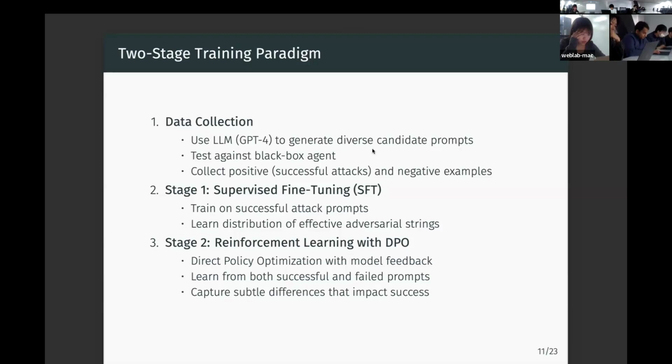In the supervised fine-tuning stage, it was trained on successful attack prompts and learned the distribution of effective adversarial settings. While in reinforcement learning, it learned on successful as well as unsuccessful attack prompts. A direct policy optimization model was used with the model feedback. It learned from both, as I've said earlier, successful and failed prompts, and it captured the subtle differences that impact success.